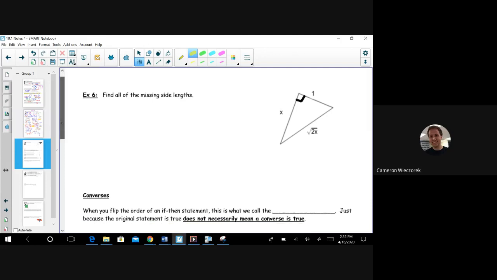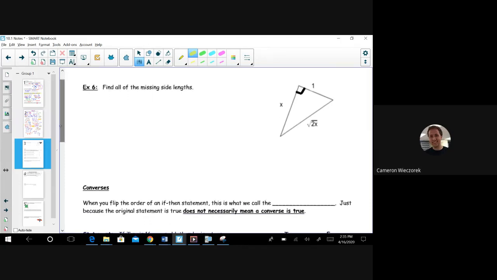Okay, in example 6, we're going to, again, same directions. We're going to find all missing side lengths. Now, this example I chose for a reason. It's not the exact same type as the last one. The setup is similar, but the technique to solve it is going to be a little bit different. So take a minute, see if you can set up what the equation would be, and then we'll work on solving it. Take about 10 seconds, see if you can figure out what the equation would look like.